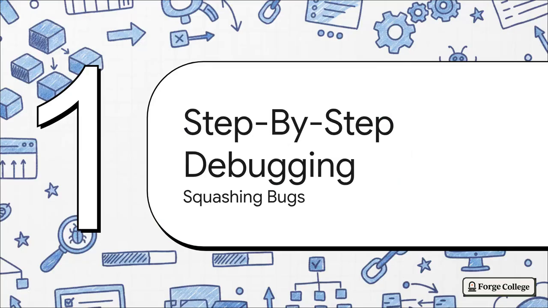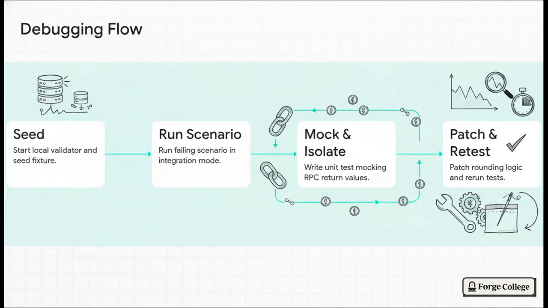Section 5, Step-by-Step Debugging Flow. Okay, theory is great, but let's walk through the actual sequential procedure to hunt this bug down. The flow is simple, but you have to be strict about it. Step 1, start your local validator and seed the fixture. Step 2, run the failing scenario in integration mode to collect all the transaction and program logs. You want to find the exact point where the expected output diverges from the actual output.